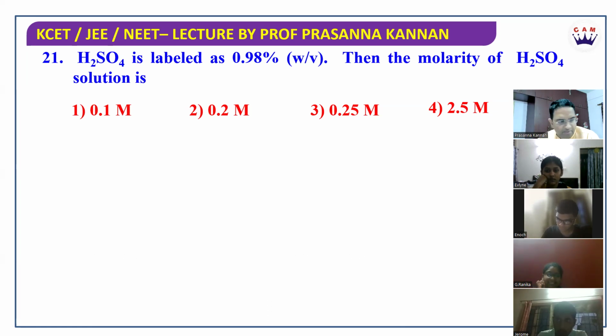Yes, Evelyn, can you tell me? Sir, it means 0.98 grams of sulfuric acid is present in 100 ml of solution. Yes, percentage itself means something to do with 100, Ranika. So if you miss that, then all calculations will go wrong, right? So 0.98 gram of sulfuric acid is present in 100 ml of the solution. That's all. So you got the volume, you got the weight, you can find molarity. Very simple question. Come on, do it, Ranika, tell me.